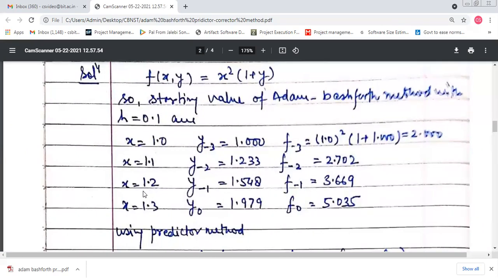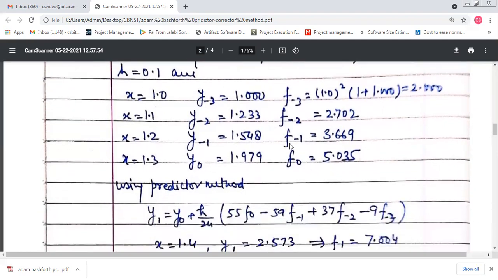Similarly, this x is considered to be x minus 3, this x is considered to be x minus 2, this x is considered as x minus 1, and this x is considered as x0. Correspondingly, we can find out the values of f0, f minus 1, f minus 2, and f minus 3. Once we know all these four values, we can use the predictor formula.